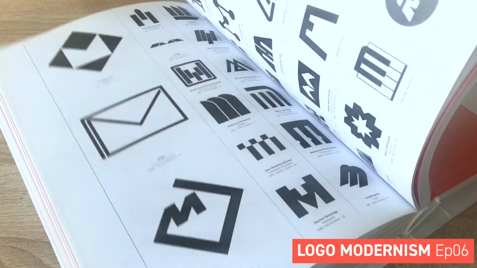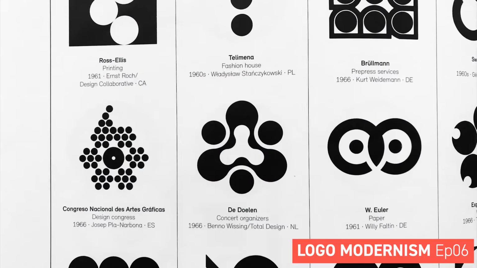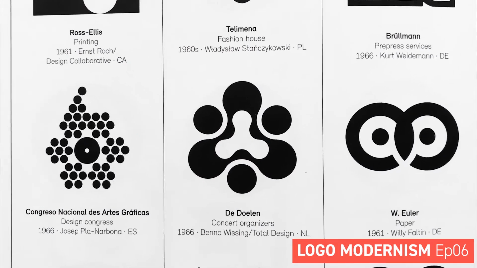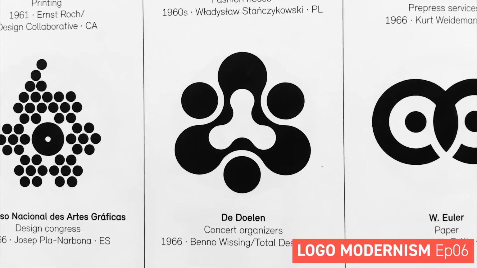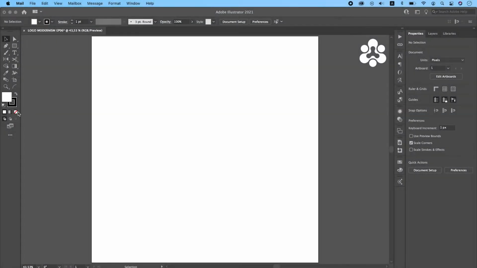Welcome to the 6th episode of my Logo Modernism series, where I select beautiful logos from this famous book and show you how you can draw them in Illustrator. Today we will be drawing the Doelen logo, designed by Benno Wissing in 1966, located on page 98. I will not use fill and I will align stroke to center.